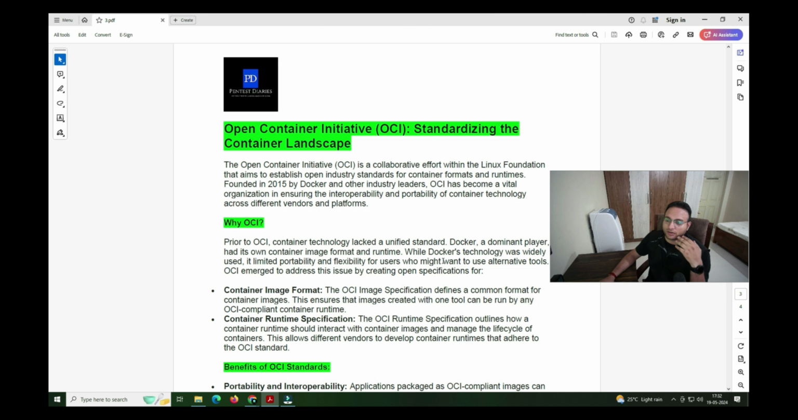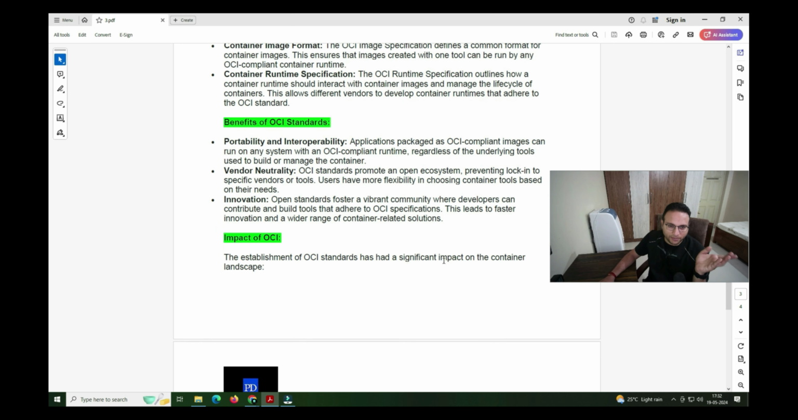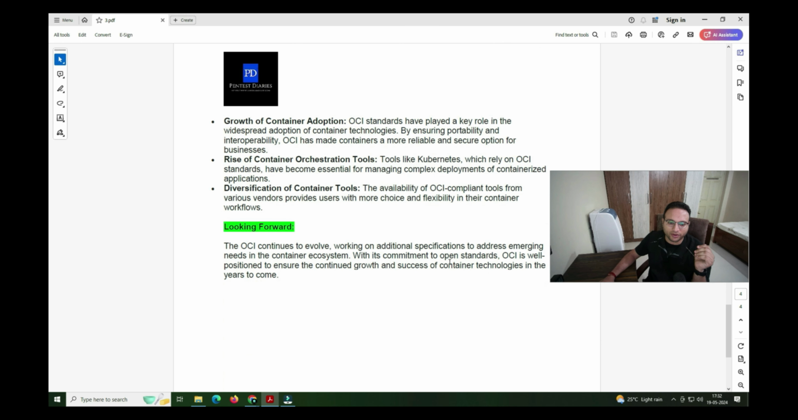Once the OCI is formed, utilizing a container across multiple sections is a bit easier, as it bridges multiple technologies in the same place. That way you can utilize the images in any form, on any platform, very easily. That's the impact. We want to understand the benefits of the OCI standards, and then the final thing is looking forward.